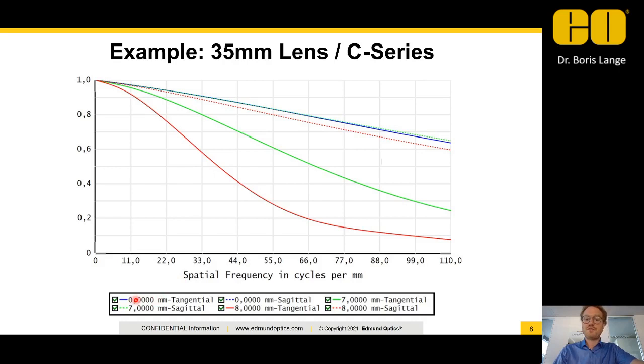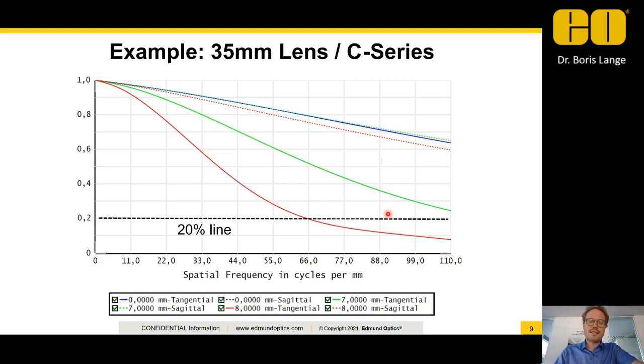That's exactly also what we see in the legend over here. We start at 0 mm field, then we go to 7 mm, and then to 8 mm field, which is to say this curve would be representative of a 16 mm diagonal sensor, which is a 1-inch sensor format. So that's what we see here. And now we can have a very good and quick look at what's going on.